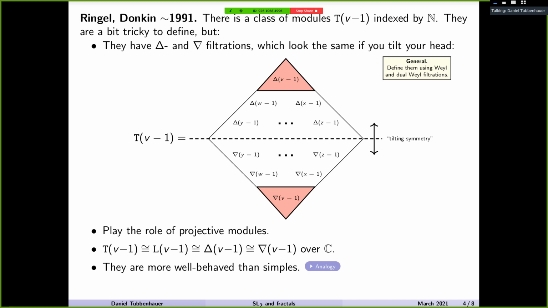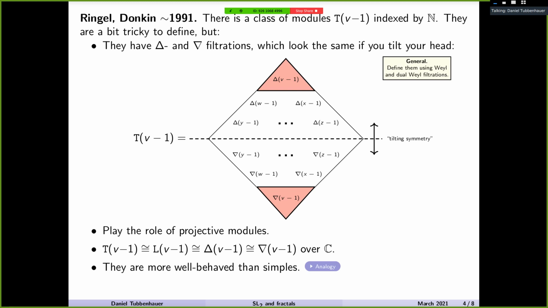Sadly, for SL2 and for any reductive group in characteristic P, all projectives are infinite dimensional and they're not really nice and not really well behaved. But there's a replacement type of module which I won't define because they're a little bit tricky to define, and they were found much later than simple modules or projective modules. But they basically play the role of a replacement for projective modules.